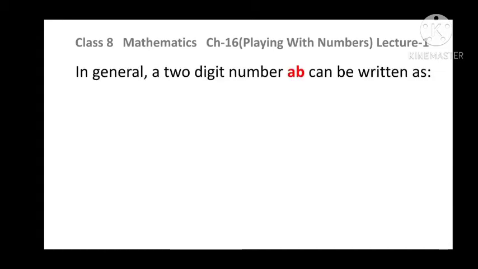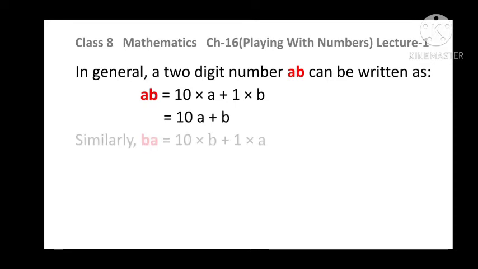So in general, a 2-digit number AB can be written in generalized form as AB is equal to 10 into A plus 1 into B. Here in this example, A is at tens place, so it will be multiplied by 10. B is at ones place, so it will be multiplied by 1. Simple as this. So it will be equal to 10A plus B.